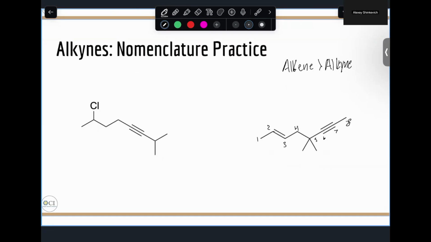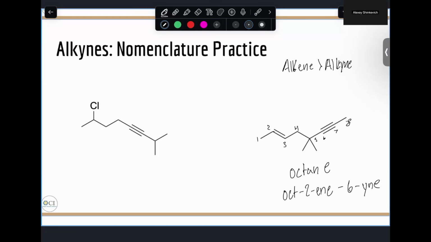And then the way you would name that parent chain is it's 8, so it's octane, right? Then you put the alkene first, you put it in the middle, octene. You put it first because the alkene has priority, and then you put the alkyne like that. So that's the name of the parent chain. It's kind of weird looking.